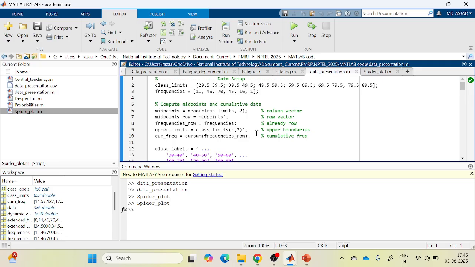I think this code I have explained already. This also I have explained. I'll go with the central tendency.